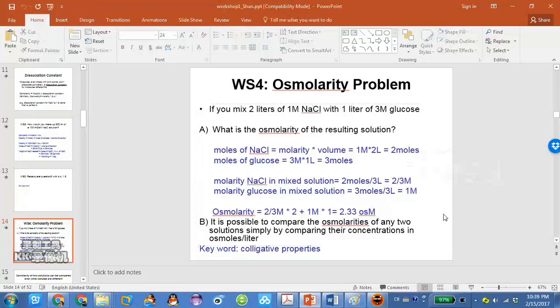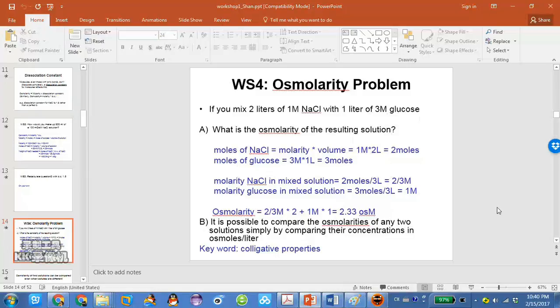Okay, with the help of this preparation work, we already know the molarity of NaCl and the molarity of glucose in the new solution. Then we need to find the osmolarity of NaCl and glucose, respectively. And then we can simply add them together to get the total osmolarity of the resulting solution. And that is the final number, 2.33 osmolar.